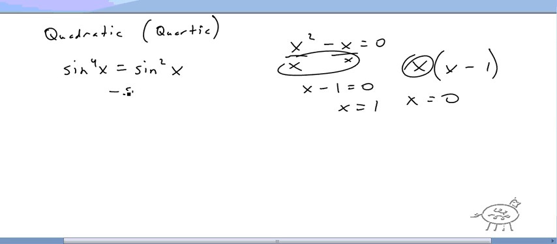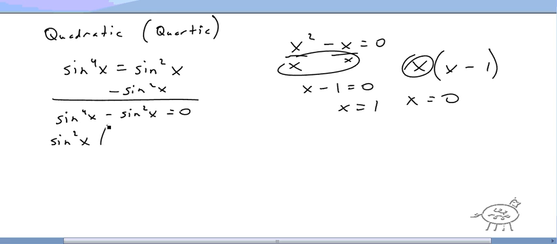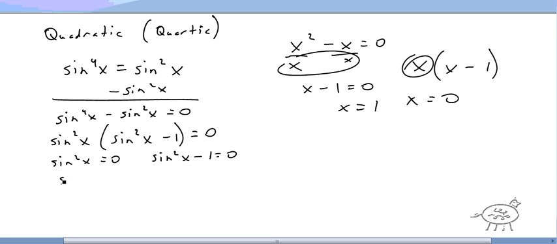So the first thing I'm going to do is subtract sine squared of x. And I get sine to the fourth of x minus sine squared of x equals 0. And then I factor sine squared x out. I get sine squared of x times sine squared of x minus 1 equals 0. So sine squared of x equals 0, or sine squared of x minus 1 equals 0. And for the first one, if I take the square root of both sides, I just get sine of x equals 0.